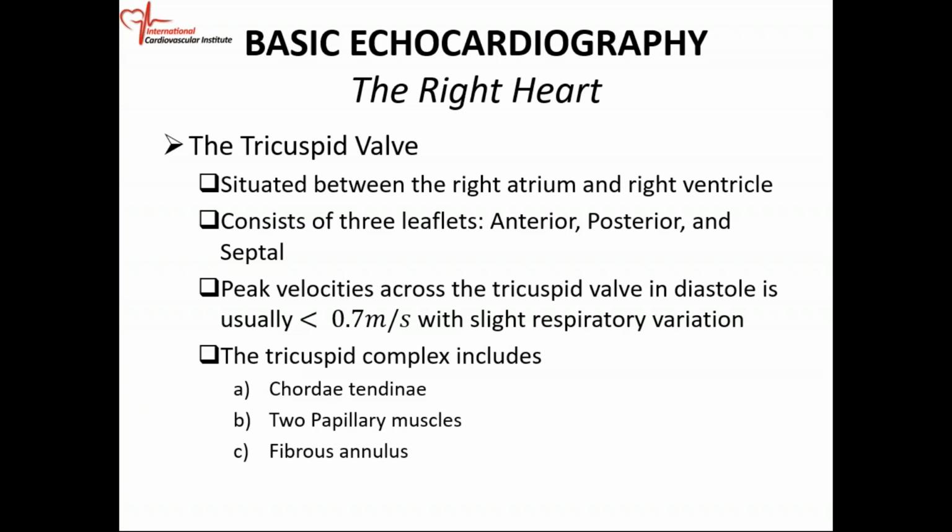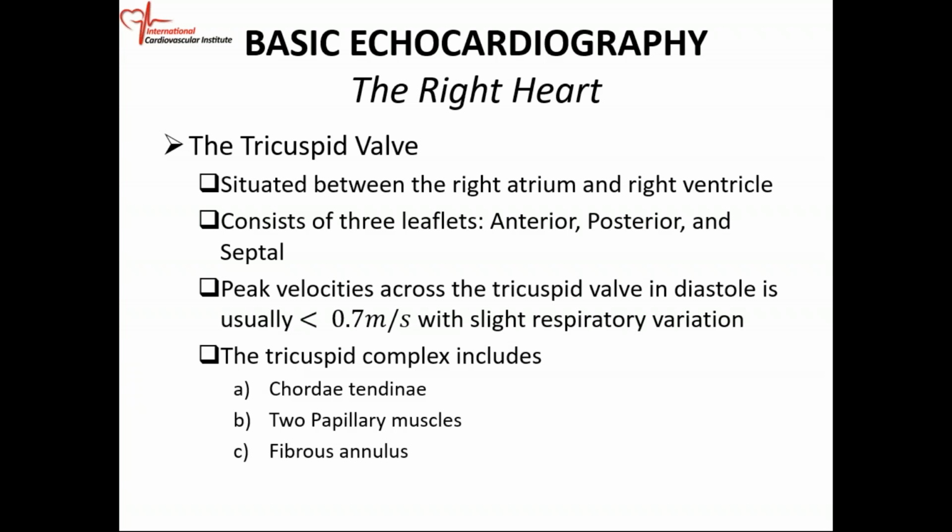So what you will see is that the peak velocity across the tricuspid valve is usually much less than 1 meter per second, and you get respiratory variation. To distinguish stuff going on in the right heart from stuff going on in the left heart, one of the distinguishing features is respiratory variation.